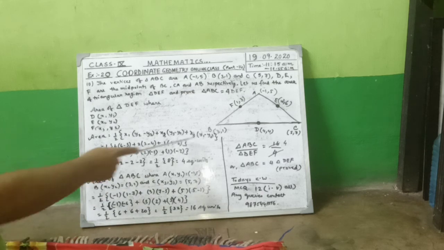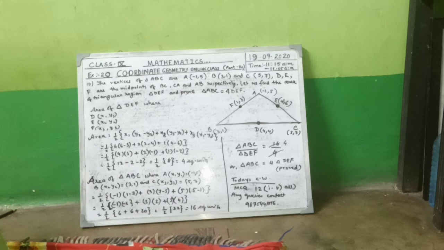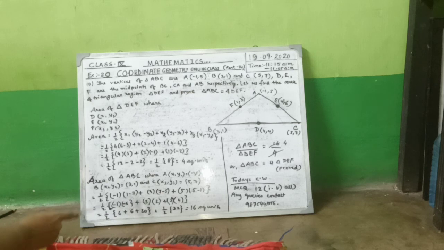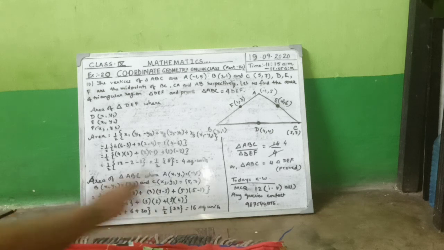Here I have not written the area formula of a triangle. Now, half of -1 times (1 minus 7) plus 3 times (7 minus 5) plus 5 times (5 minus 1). So -1 times -6 is 6, plus 3 into 2, plus 5 into 4. 3 2s are 6, 5 4s are 20. So 6 plus 6 is 12, plus 20, that is 32. So half of 32, if you cancel, you will get 16 square units.